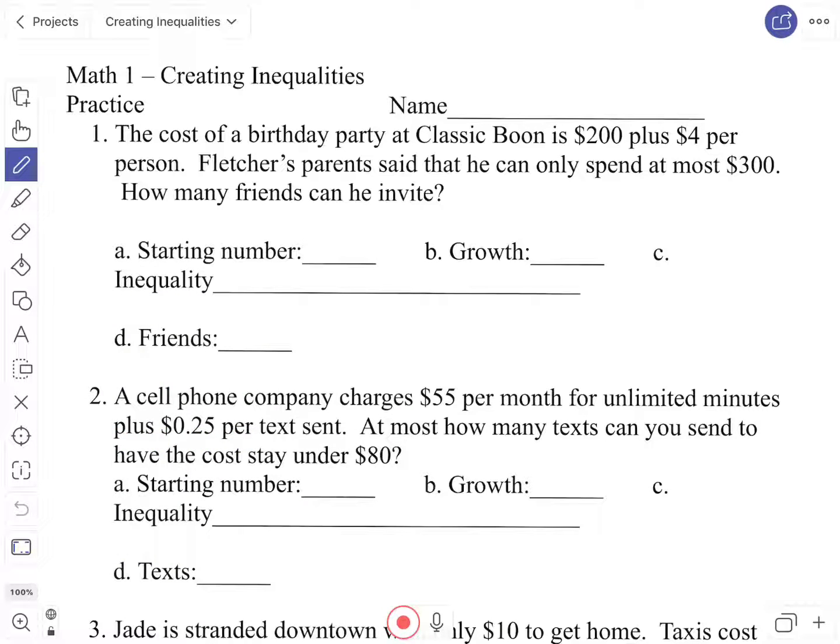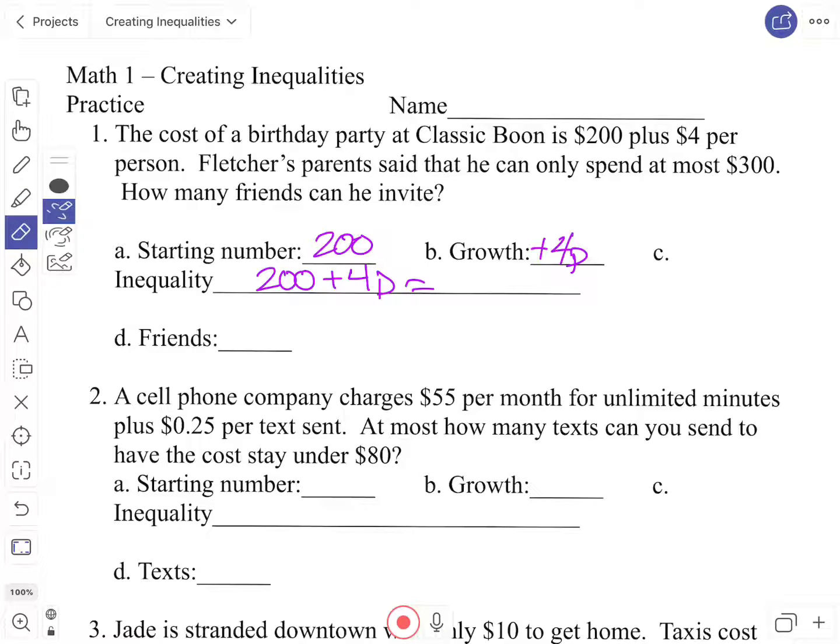Now, the cost of a birthday party at Classic Boone is $200 plus $4 per person. Okay, so starting number would be 200. Growth would be, we're adding 4, right, per person. Okay, so we could start the inequality the same way we do an equation: 200 plus 4 times p. Now here's where things get different. Instead of an equation, now we are going to use an inequality, okay?